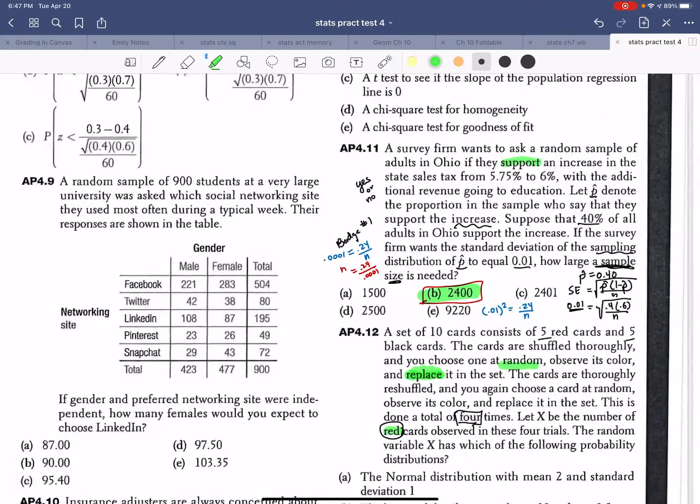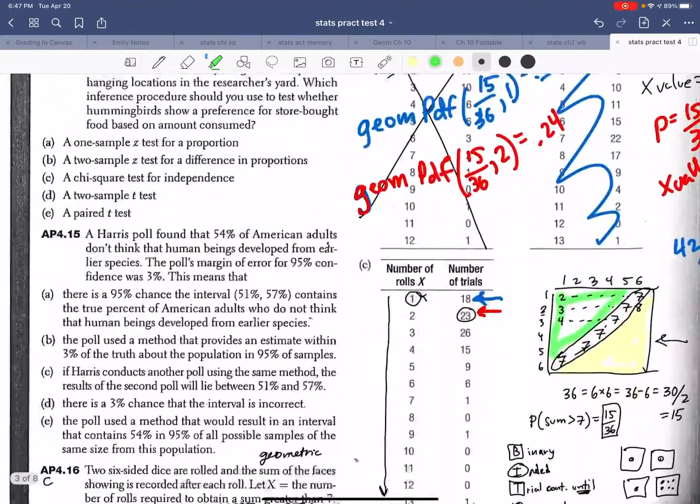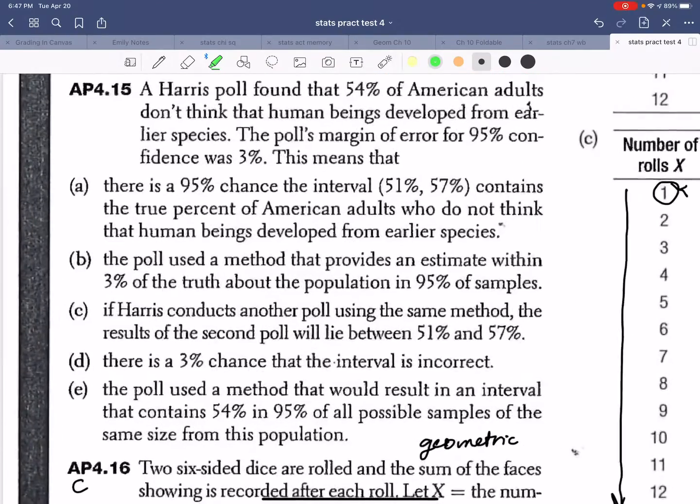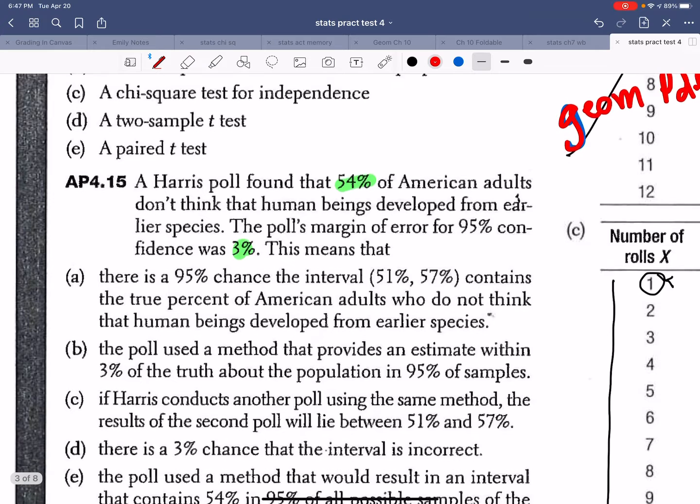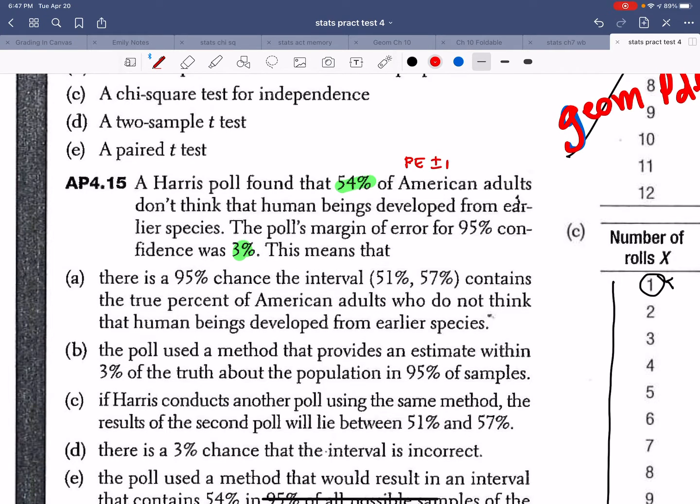Now let's look at number 15. It's also one of these confidence interval questions. It says a Harris poll found 54% of American adults don't think human beings evolved from earlier species. The poll gave a margin of error of 3% with a confidence of 95%. What does this mean? Well, it essentially says our point estimate plus or minus our margin of error. So they found that it was 54% plus or minus 3%. Okay, so somewhere around 51% all the way up to 57% said that.